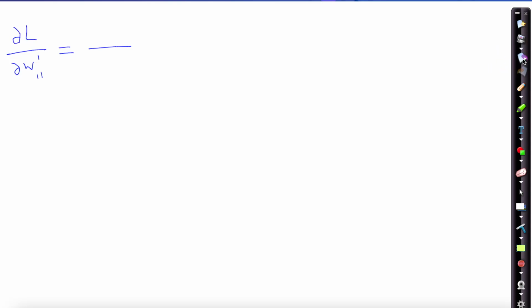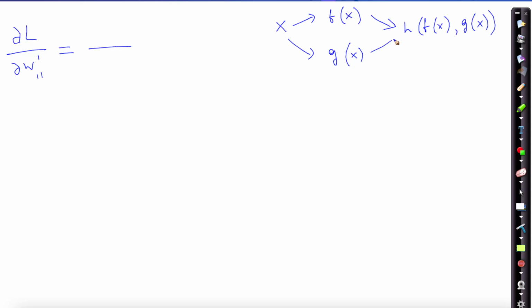Before that I'll show you a principle of chain rule. If this is the path, let's say x is going to a certain function f of x, okay, then this f of x is going to a certain function h of f(x) and g of x. That means this function is dependent on both of these. Okay, this is different from the earlier example.